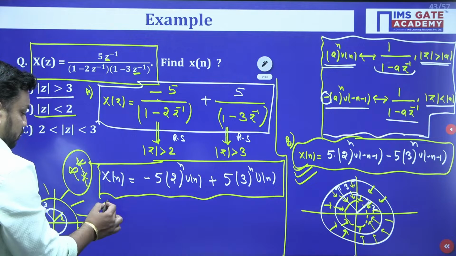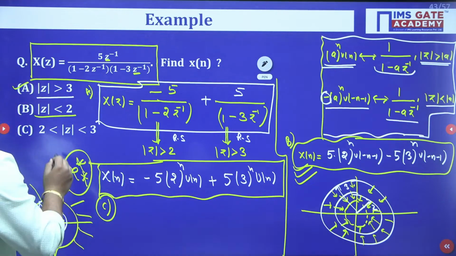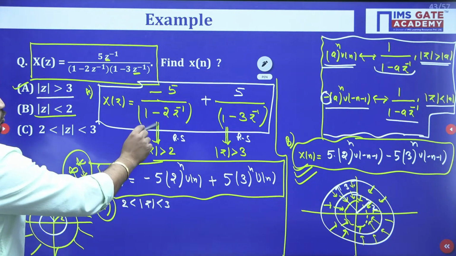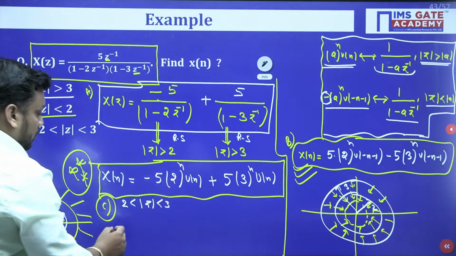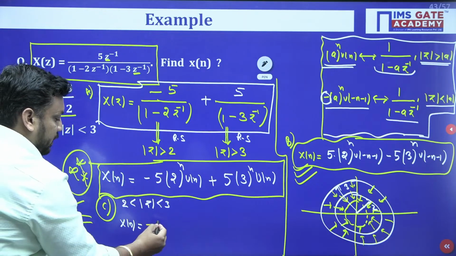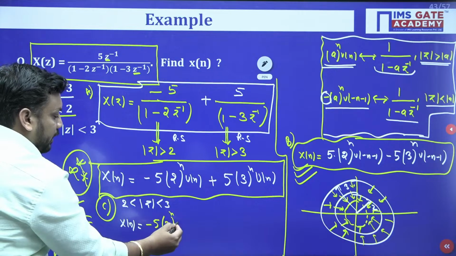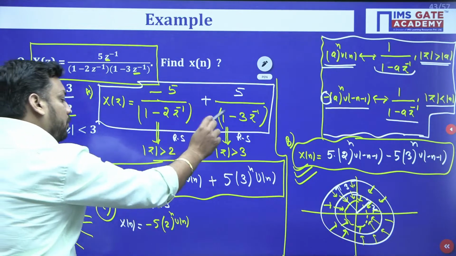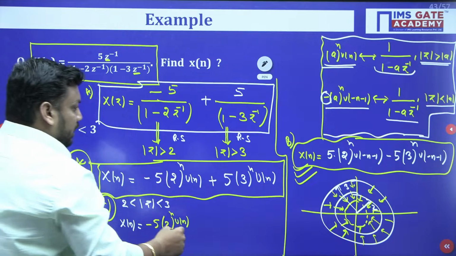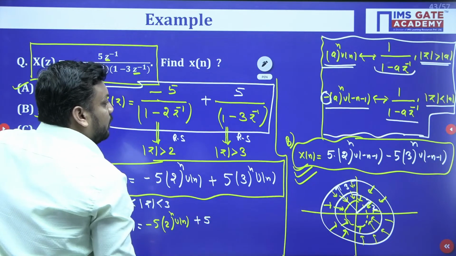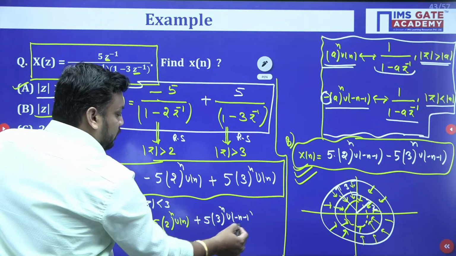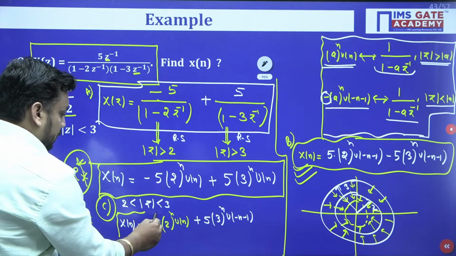Now the C question I am solving here only, as I have space. This time I need mod of Z greater than 2 and less than 3. It means this part should be right sided and this part should be left sided. For mod of Z greater than 2, the right side needs no precaution: minus 5 as it is, times 2 to the power n into u of n. But this part you have to make left sided because mod of Z is less than 3, so you will get plus 5 times 3 to the power n into u of minus n minus 1.